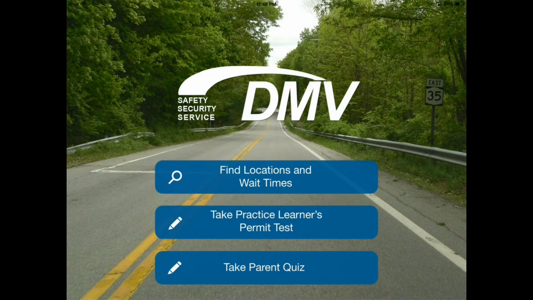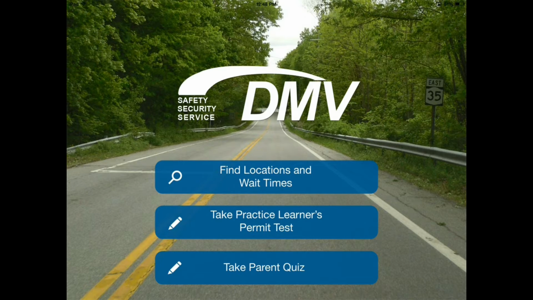Alright, so I discovered that the Connecticut DMV has an app, and you can do these three things that you see on the app. You could find locations and wait times, which is kind of cool because if you don't want to wait 5 hours, you don't have to go. And there are also different locations. There are satellite ones where they're smaller, and there are actually less wait times, so you can go in now.